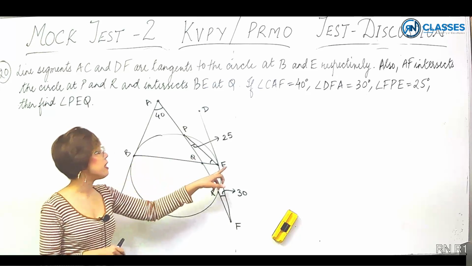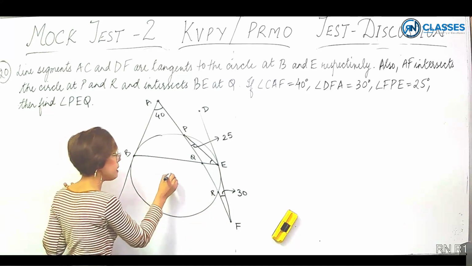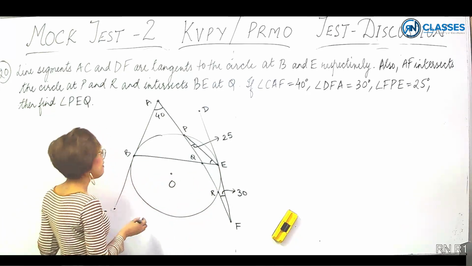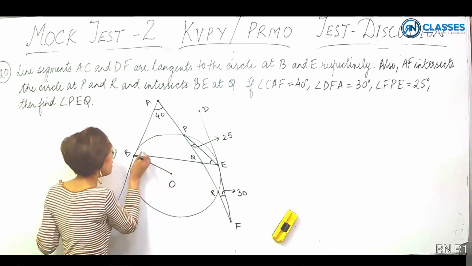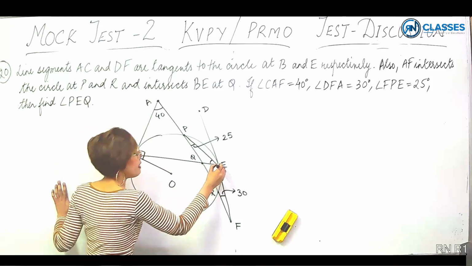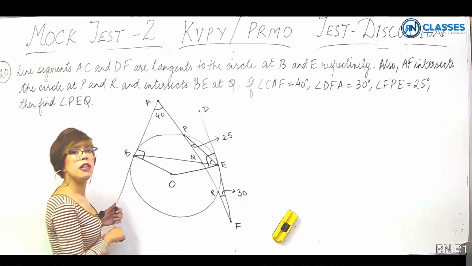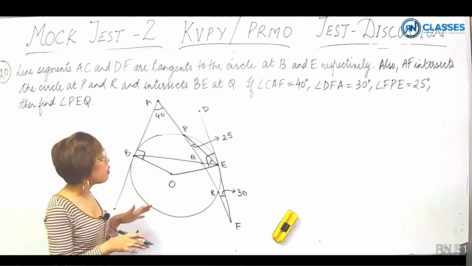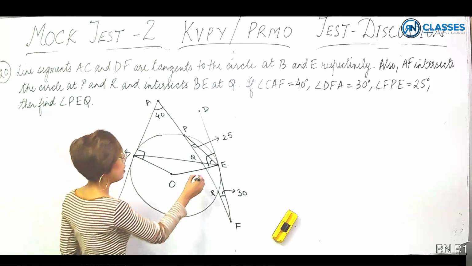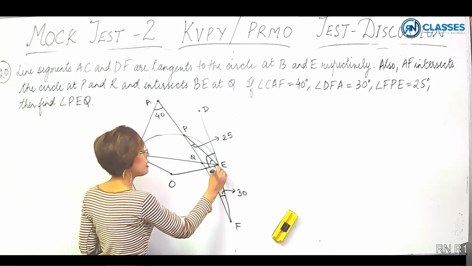Now, obviously since tangents are given, I will locate my center, maybe it is here. If I join the point of contact with the center, I know that this angle is 90. And if I join this, I know that this entire angle is 90 degrees. Now, let me write all the angles that I can figure out. This angle is 90, so this is 90.